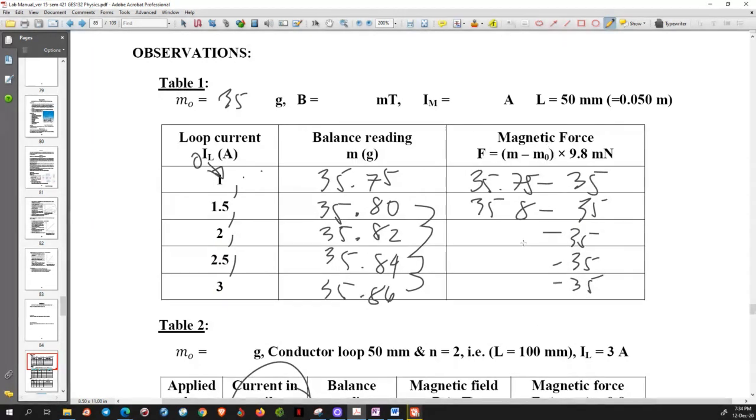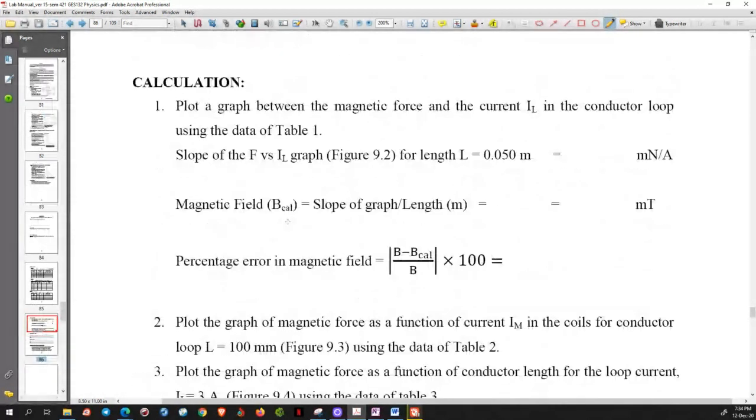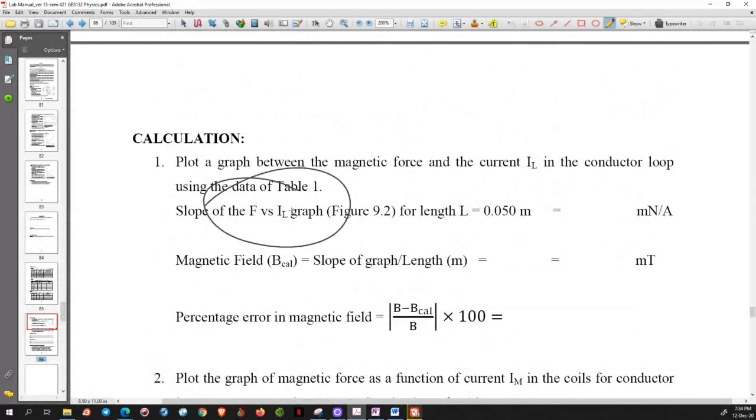Clear? You will graph, again, by the same method. You will graph, what does it say here? F versus IL. How you can read the balance? Watch the video. F is the first value. That means it's the y-axis. IL is the x-axis. Always like that. Okay? You have to find the slope of the graph.